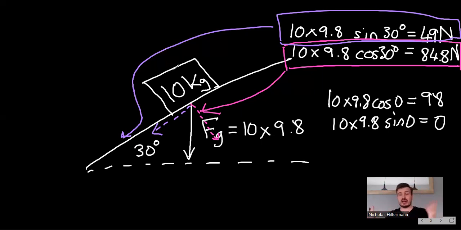So from this, you can now work out a bunch of different things. One of them is the normal force. I now know the normal force is going to be now the same as the pink force. So Fn will be 84.8.